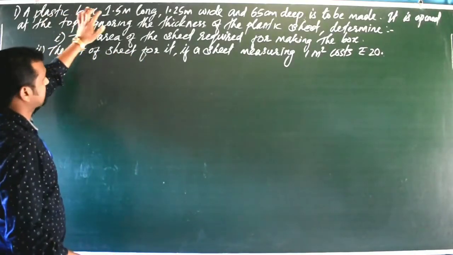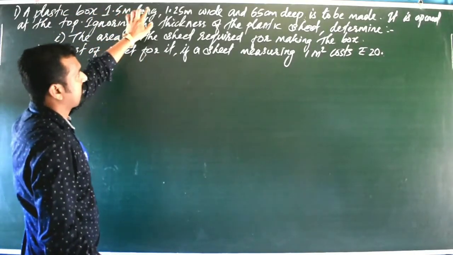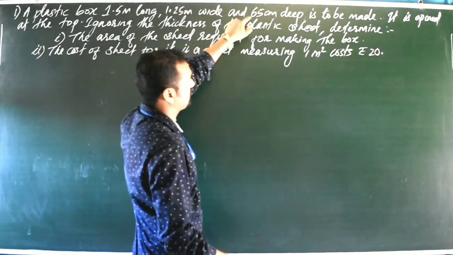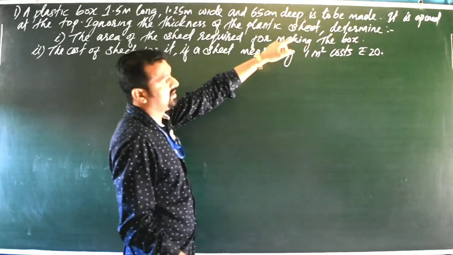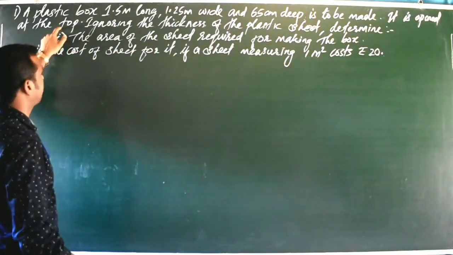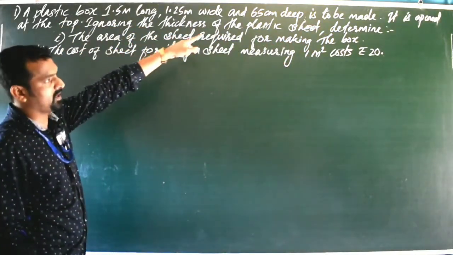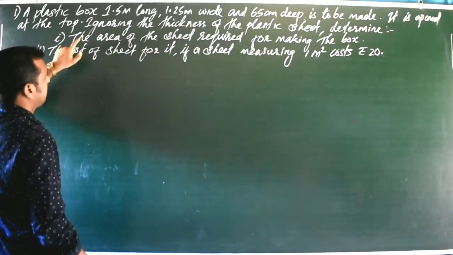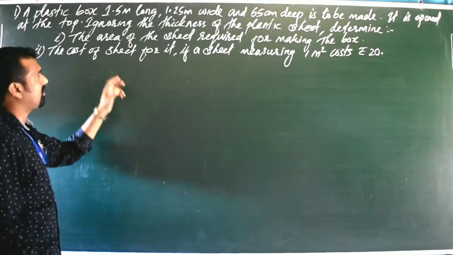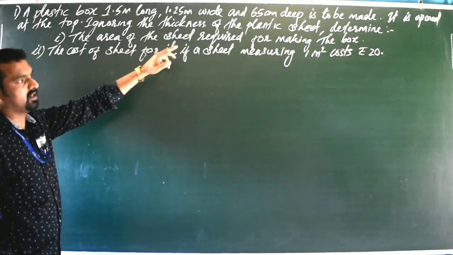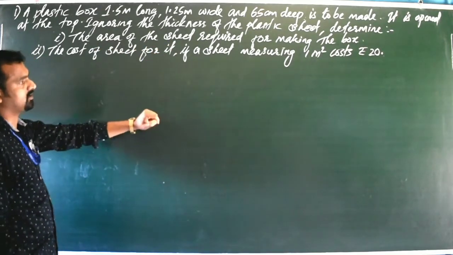A plastic box 1.5 meter long, 1.25 meter wide and 65 centimeter deep is to be made. It is opened at the top. Ignoring the thickness of the plastic sheet, determine the area of the sheet required for making the box. How much area of sheet is required for making that box, that we have to find out.